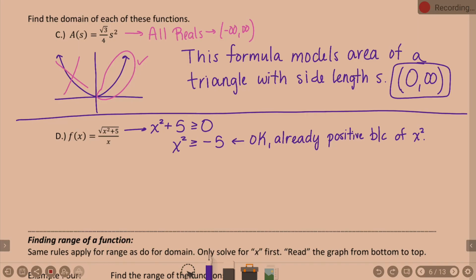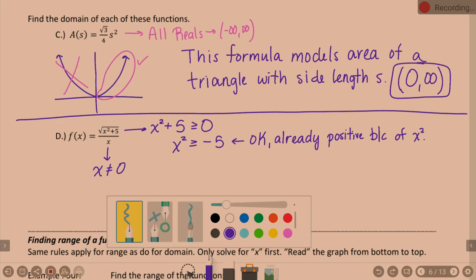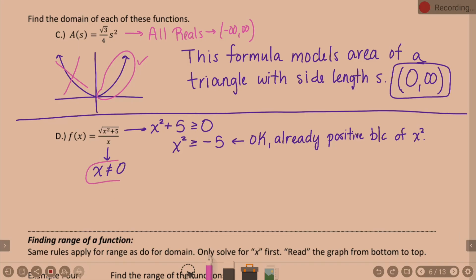But the bottom would just be x equals 0, which it cannot equal 0. So the denominator, we set our denominator equal to 0. My denominator is just x, so there's no solving to do, right? So what to realize there is that x cannot equal 0. Now that's valid and important, isn't it? Anything else? We've checked square roots. We've checked denominators.